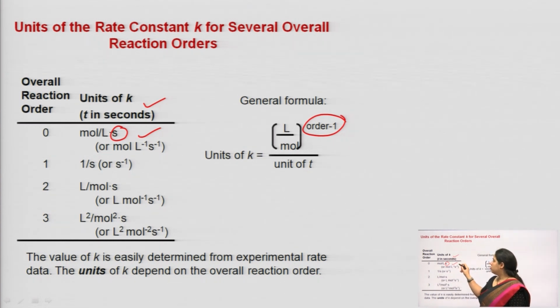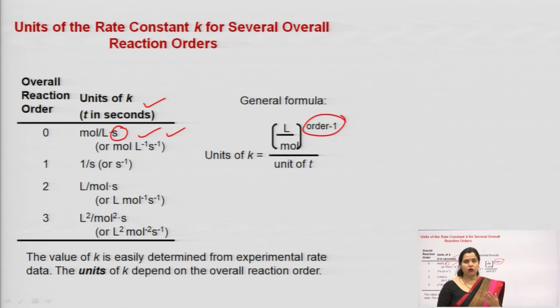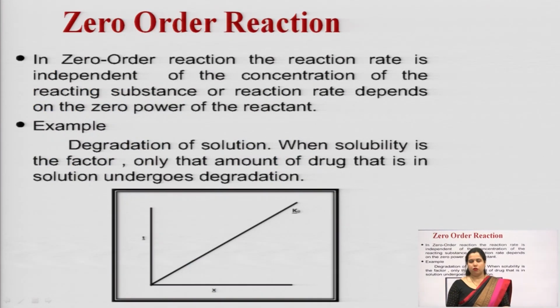If a zero order reaction is there, the unit of K will be this. So, these are the units of K we have for different reaction orders. Now, after talking about rate constant values, we talk about zero order reaction.